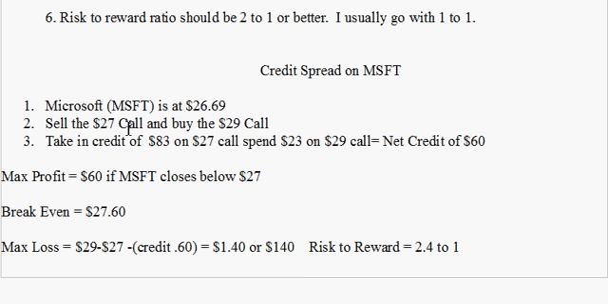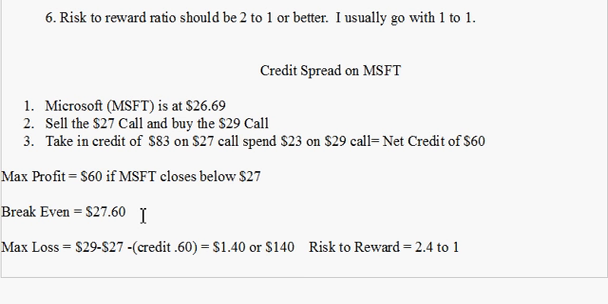Now, the way we get maximum profit is if Microsoft closes below $27. So if it stays at $26.99 or below, we're going to collect the full $60. If it goes above $27, we don't start losing money until it hits $27.60 or more. So if it's at $27.30, we'll still make money. The way we suffer maximum loss is if it closes above $29. So our maximum loss in this case is $1.40.